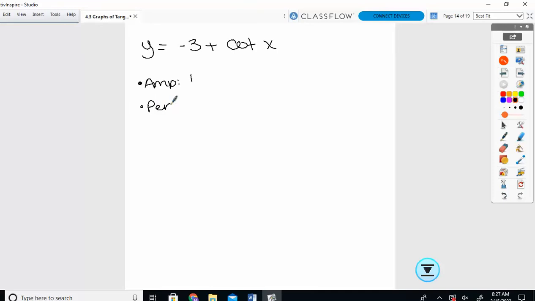So amplitude. Period. Normal period for tangent, cotangent is pi. Divided by the number in front of x is just 1, so we get pi. Count by is period divided by 4. What else is going on in this problem?